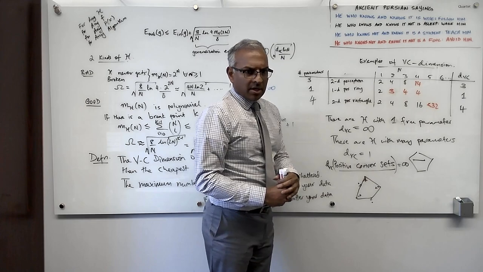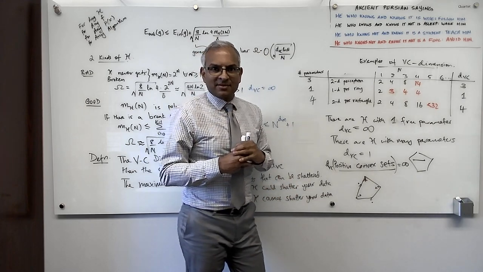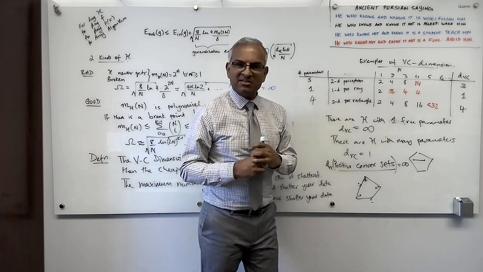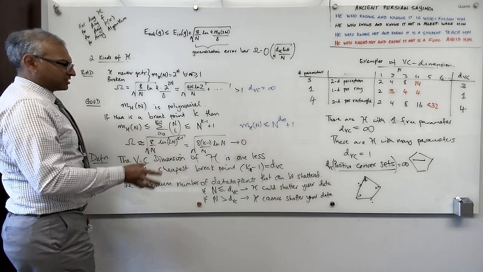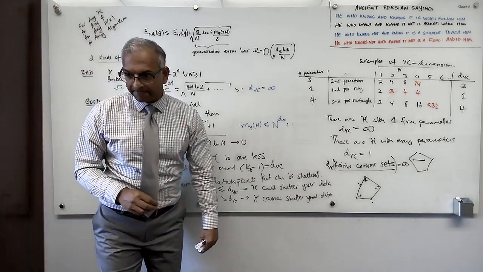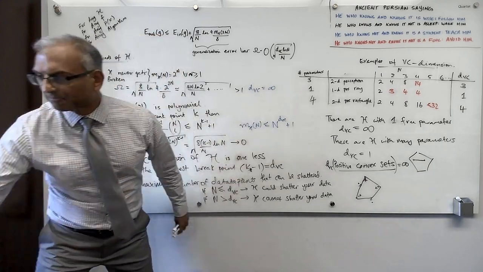Okay, so are there normal popular hypothesis sets that have a finite VC dimension? Okay, and we can use such hypothesis sets to learn. And the answer is yes. Okay, and the first one that we will consider is our friend, the perceptron.